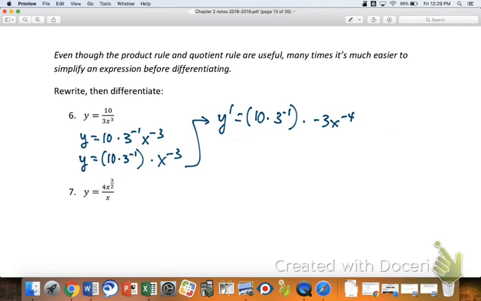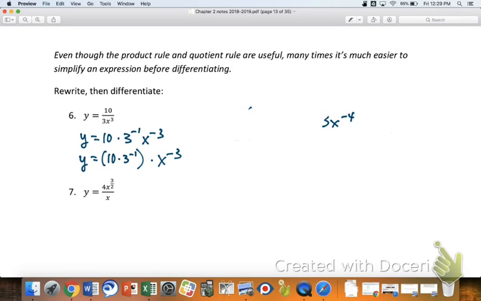Yes. I'm glad you were. So the 10 times 3 to the negative 1, it's a constant, so shouldn't it equal 0? I know, let's be really careful with this. We talked about this, I think, the other day. So there's a difference between a constant multiple and a constant term.